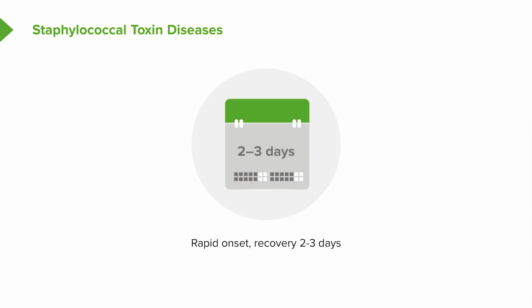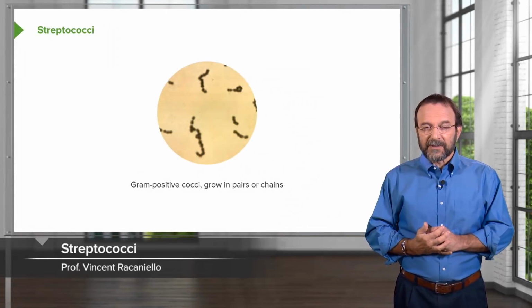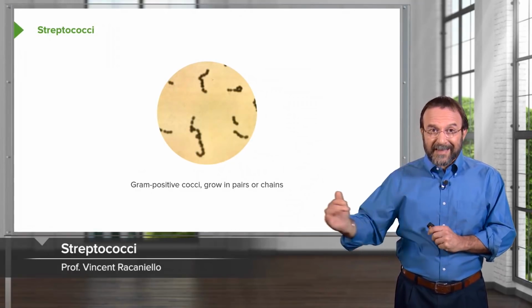In contrast, if it takes a few days to get sick, that means the bacteria have to replicate in you before you get sick. So this is a rapid onset food poisoning caused by staphylococci, and then in 2 or 3 days you recover. And then you can blame the food handlers. All right, those are the staphylococci.